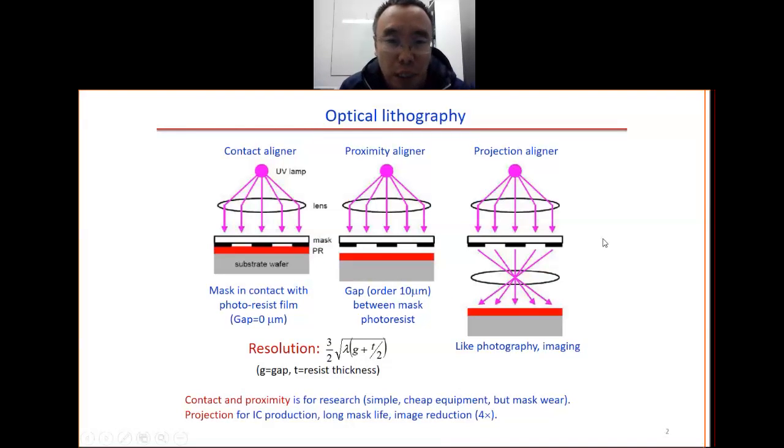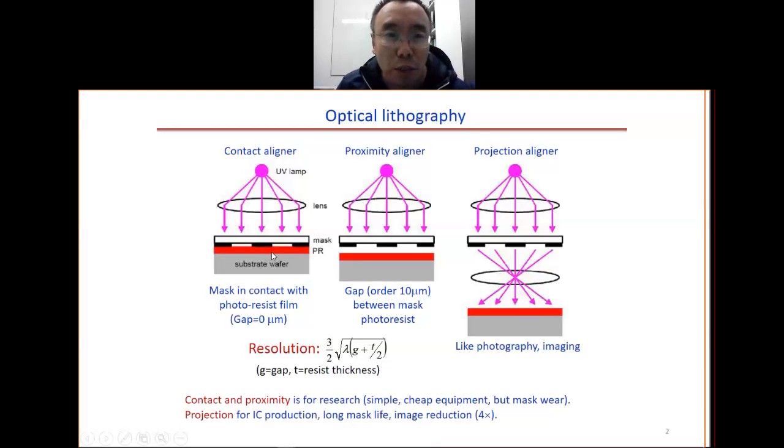As you have learned from the NE353 lecture last term, there are three lithography schemes. The first one is called a contact aligner. In this case, the photoresist is put on top of the photomask, so this way you have the maximum resolution. But the problem is that the mask may be contaminated or damaged by the photoresist.